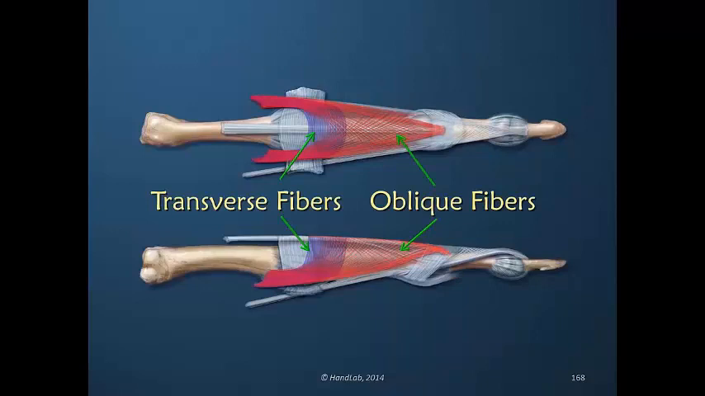So if you have the occasion to look at a cadaver or to be in the operating room, see if it's possible to identify the difference in the transverse and the oblique fibers. This can best be done by flexing and extending the fibers and watching the relationship of how they move in relationship to one another.